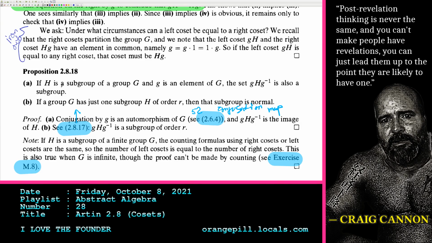Okay, let me reset for like 30 seconds and then think about this. Okay. This isn't hard. My brain is out of gas. If H is a subgroup of G and G is an element of, okay.